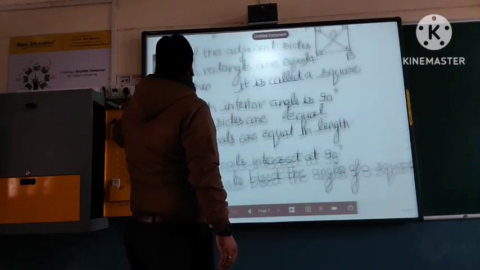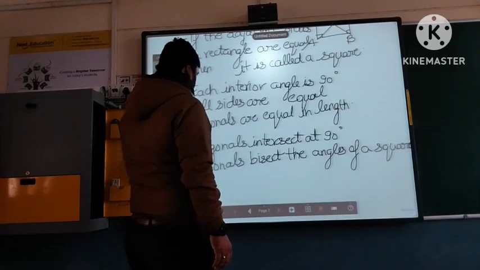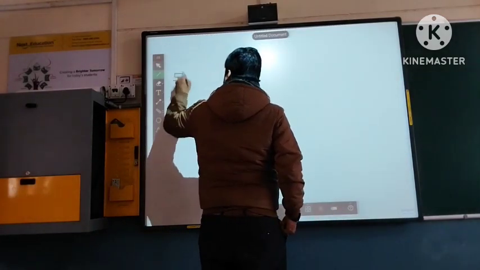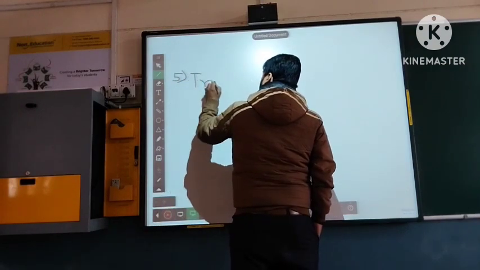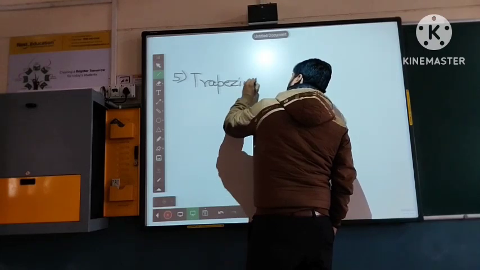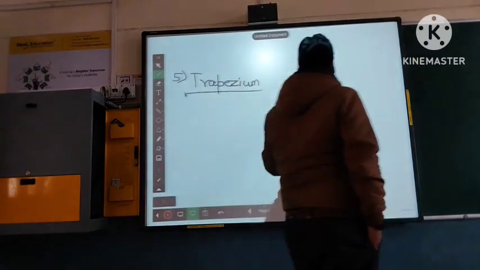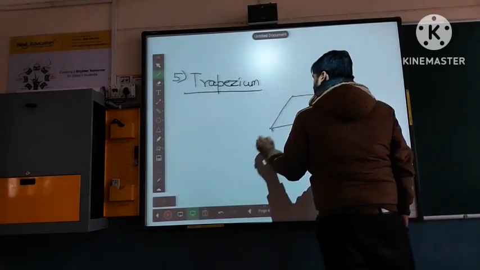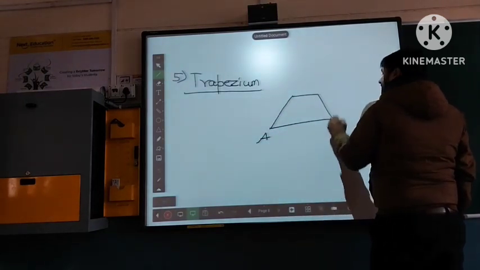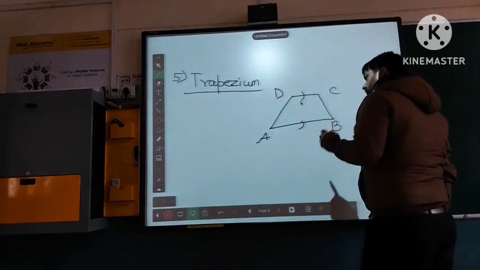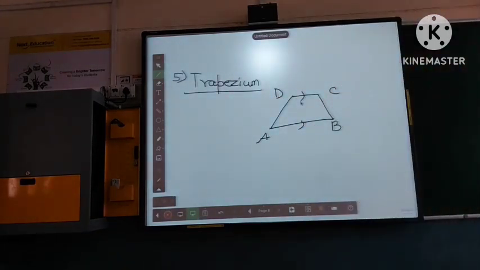Some more properties. Okay, next. Fifth one is a trapezium. Trapezium could be new for you, but let us learn it like this only. I am drawing a trapezium. A, B, C, D. See, these are the parallel sides. So only one pair of sides is parallel.